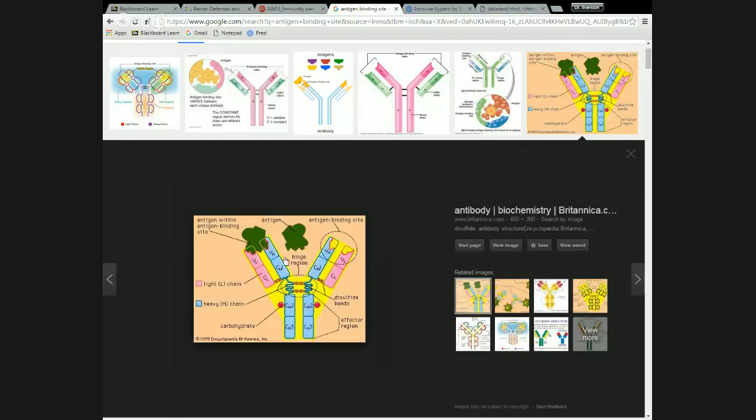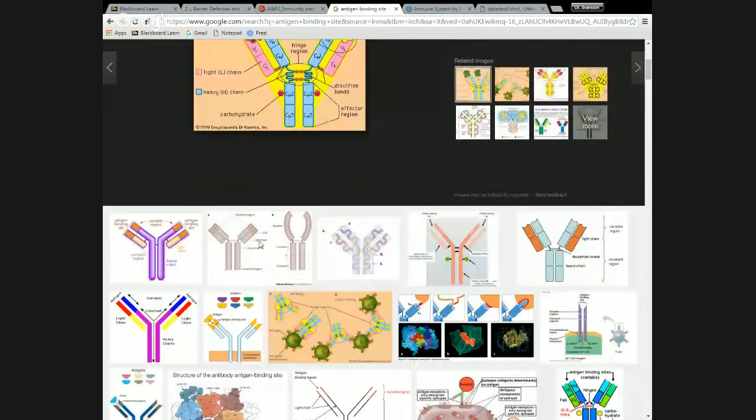Other shapes won't. Now, the two antigen binding sites on an antibody are identical because the light chain is just one light chain that's duplicated for the two sides, and the heavy chain is just duplicated to make the two sides there. So this antigen binding site and this antigen binding site are identical. They bind to the exact same antigen. Okay.